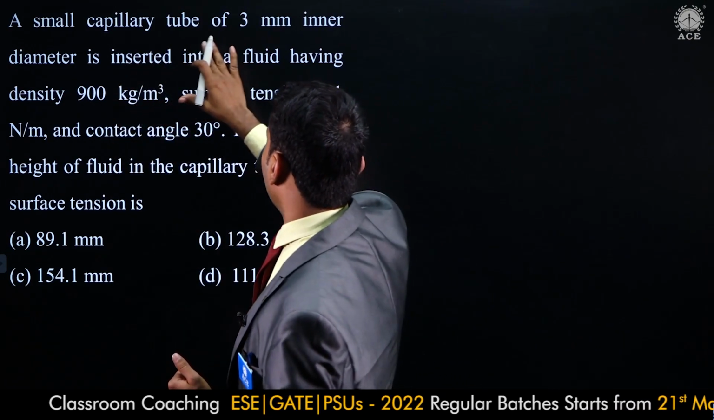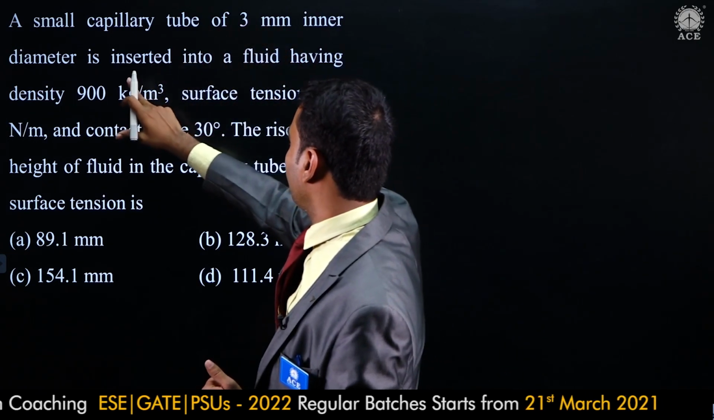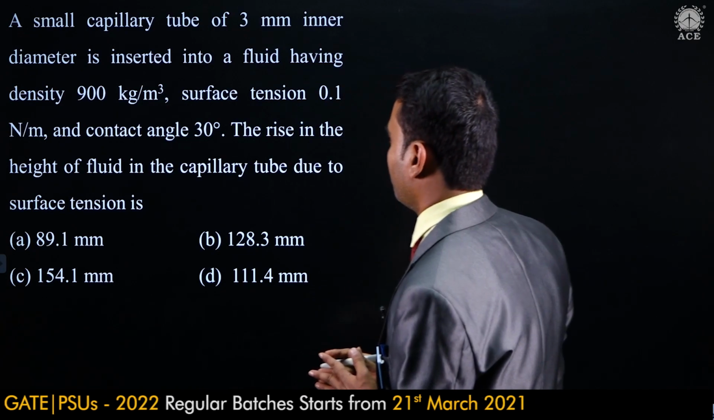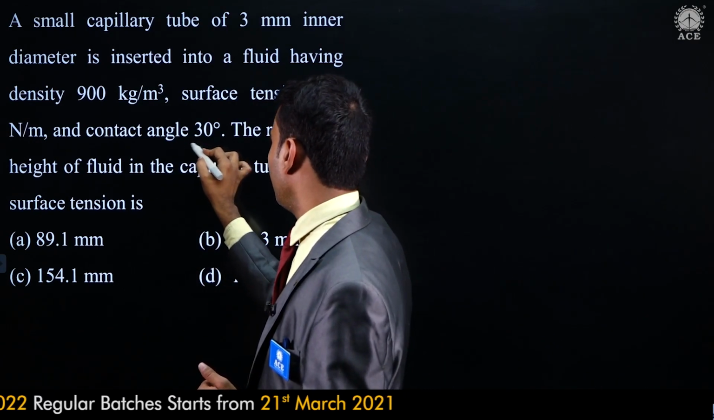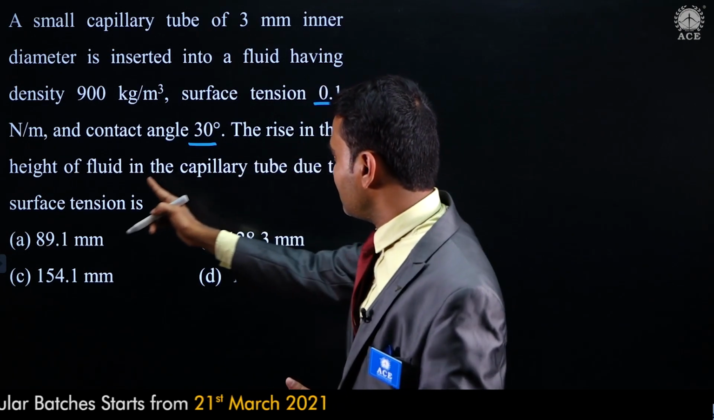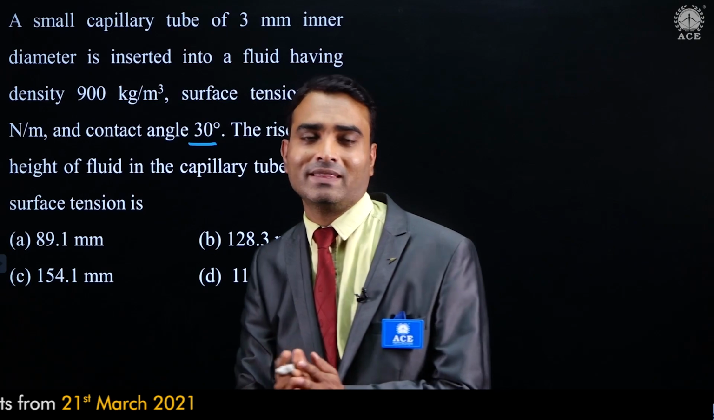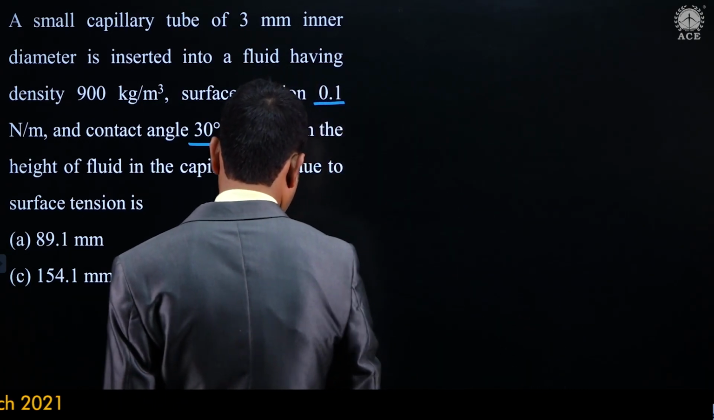A small capillary tube of diameter 3 mm inner diameter is inserted into fluid having density 900 kg per meter cube. Surface tension is given 0.1 Newton per meter. Angle of contact is given 30 degree. The rise in height of fluid in the capillary tube due to surface tension is, that is capillary rise he is asking. What is formula for capillary rise?